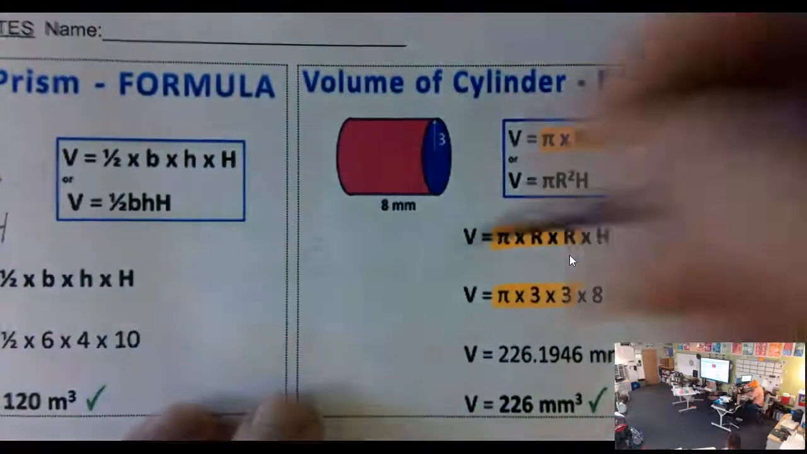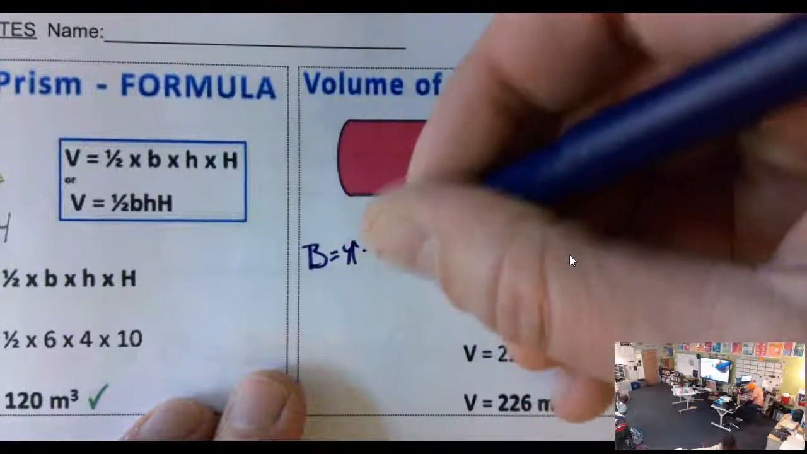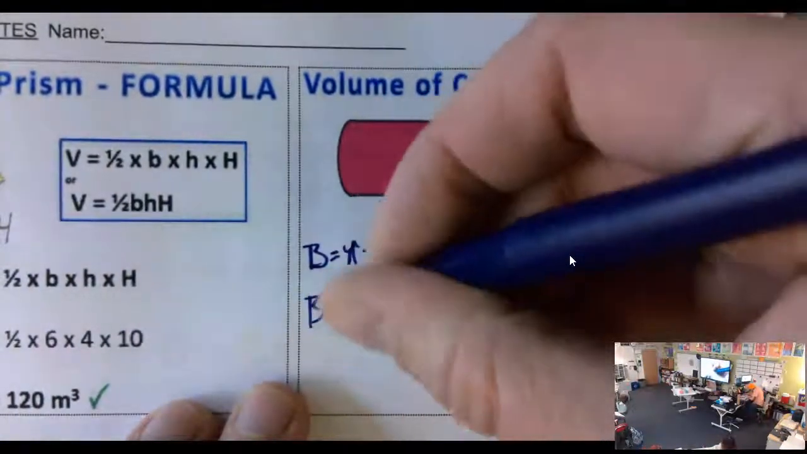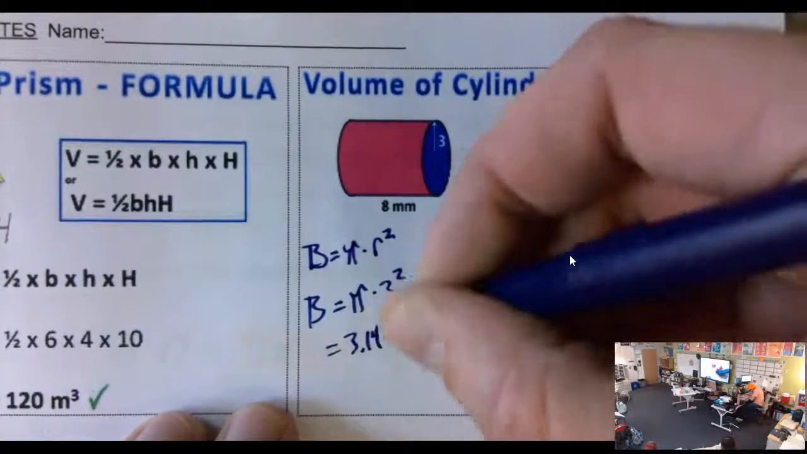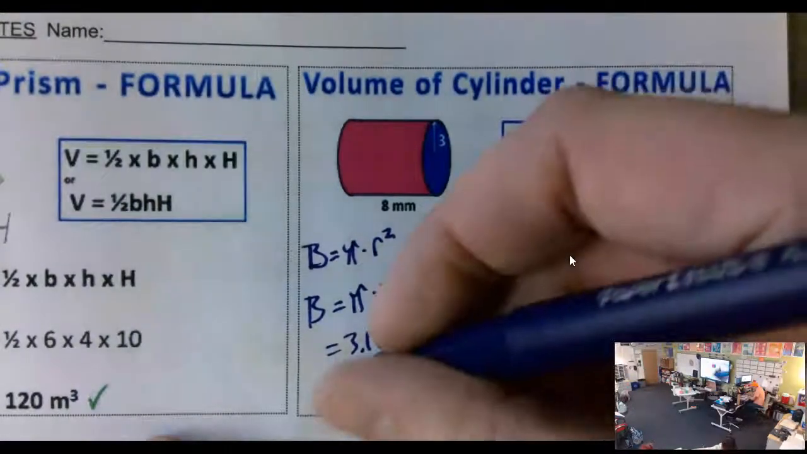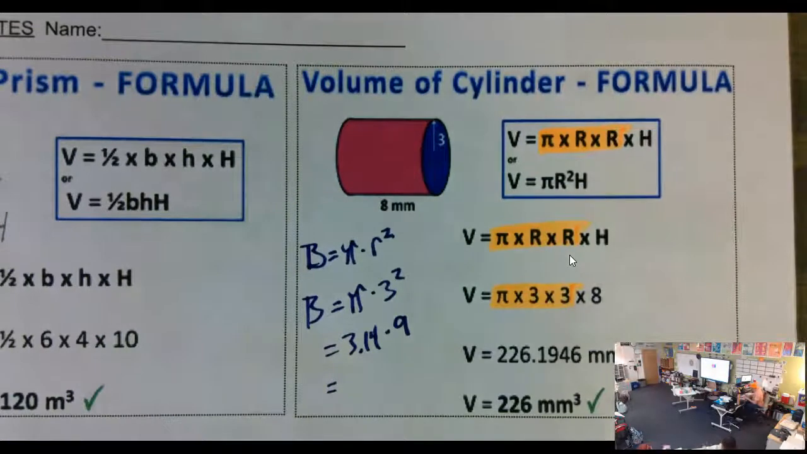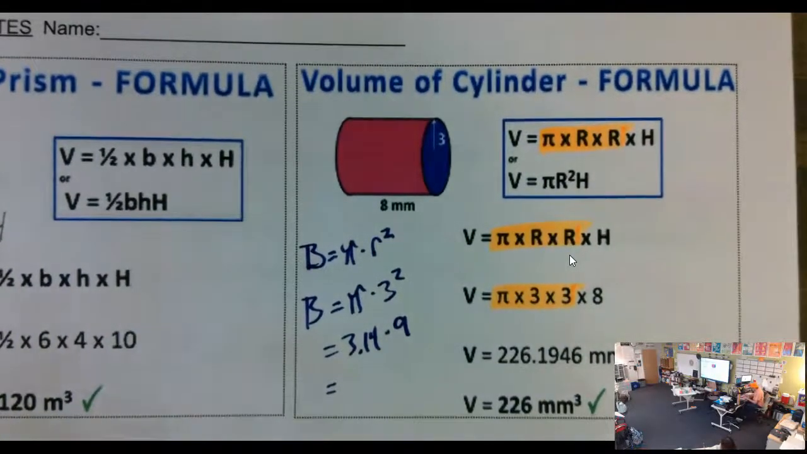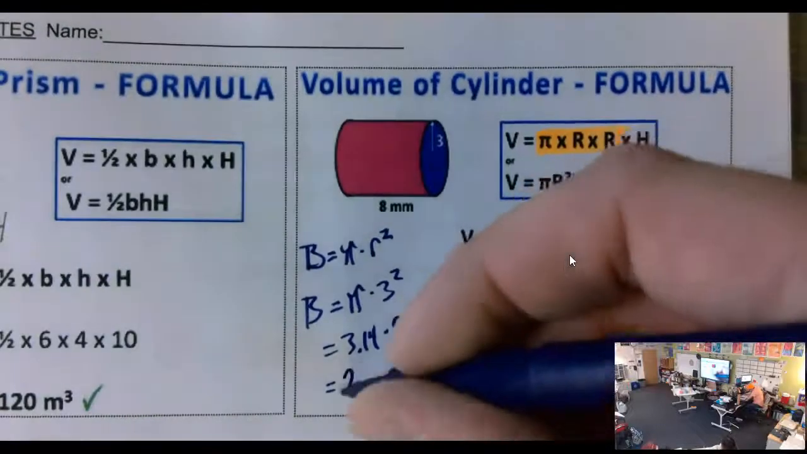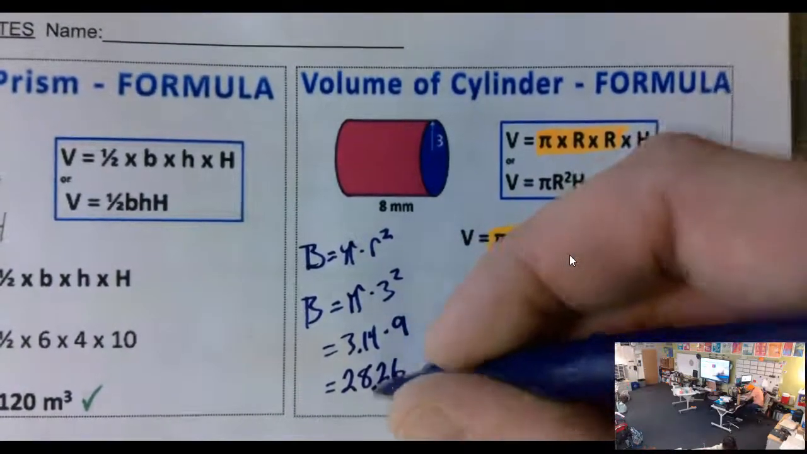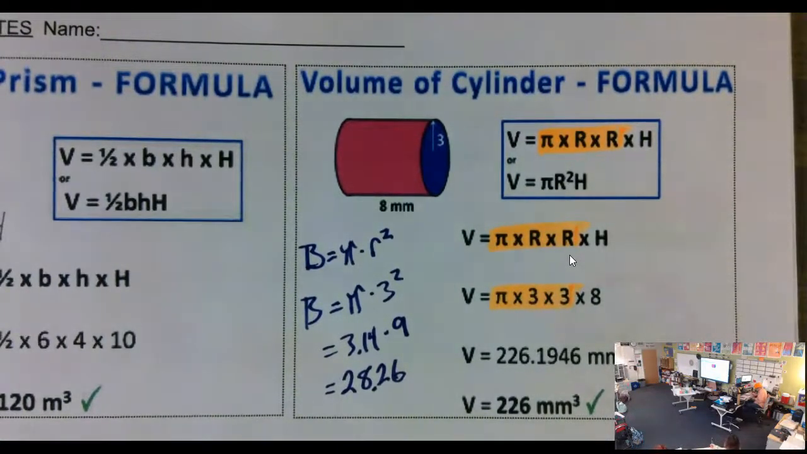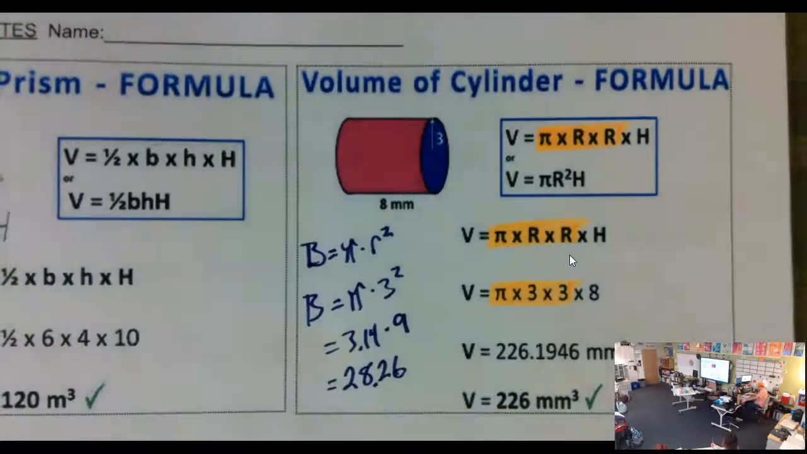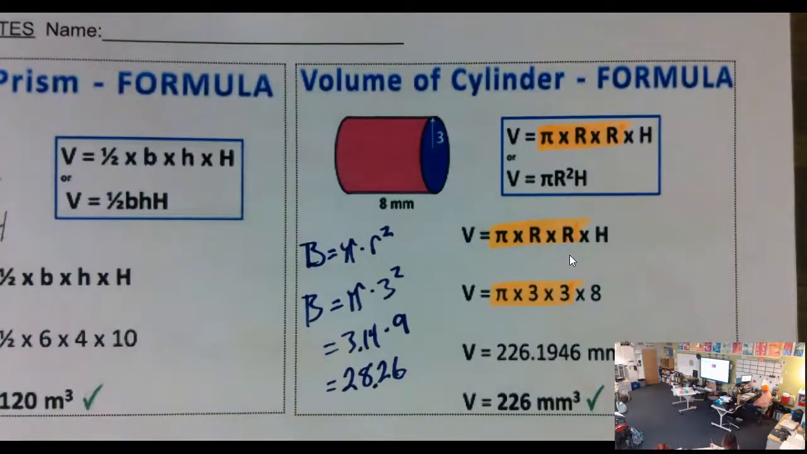So, to find the area of the circle, or our big B here, you can make a little note off to the side. Big B is pi times radius squared. So big B is pi times 3 squared, which is really 3.14 times 9. That becomes 28.26. That gets multiplied by 8. And that's how we get about 226 millimeters cubed. Because how many little cubes would fit inside?